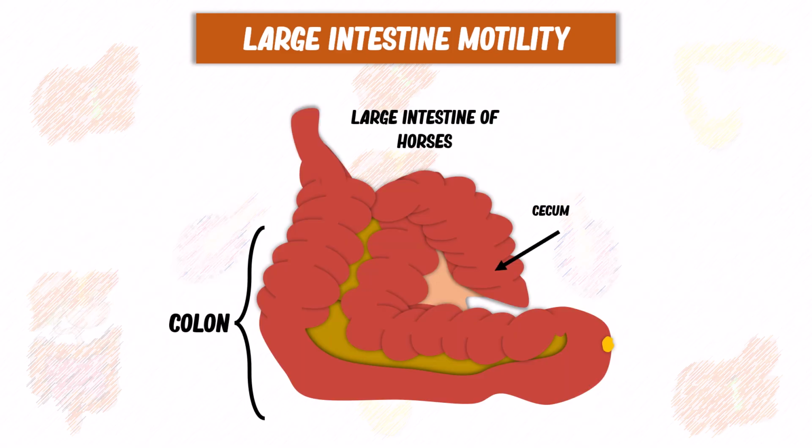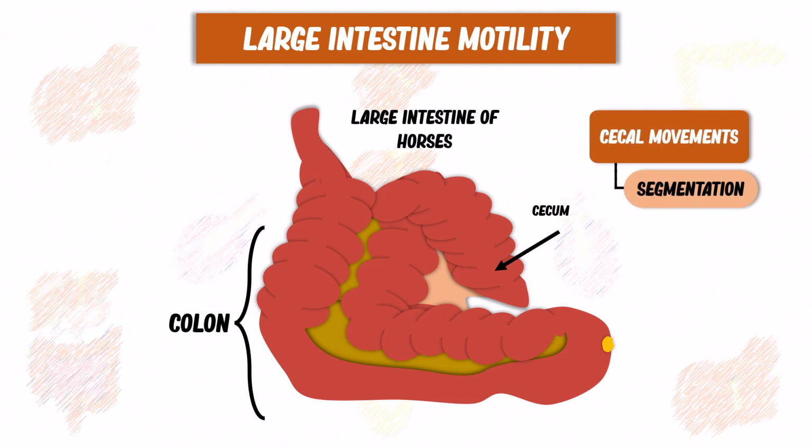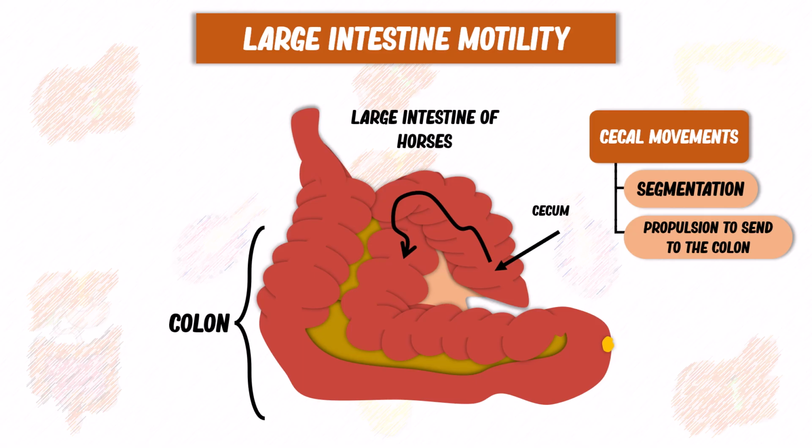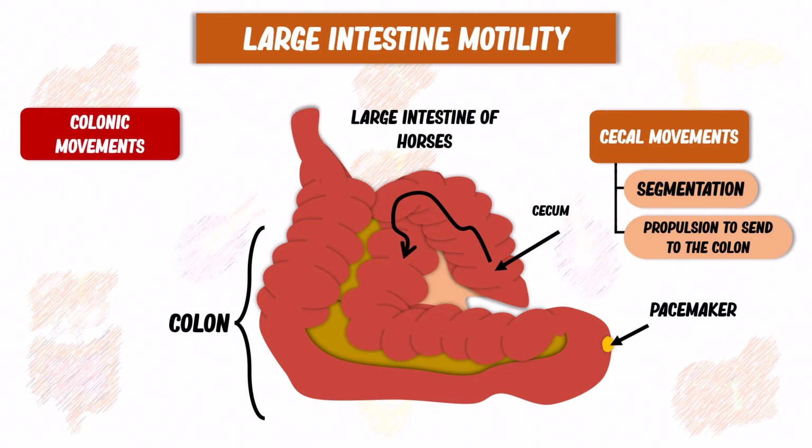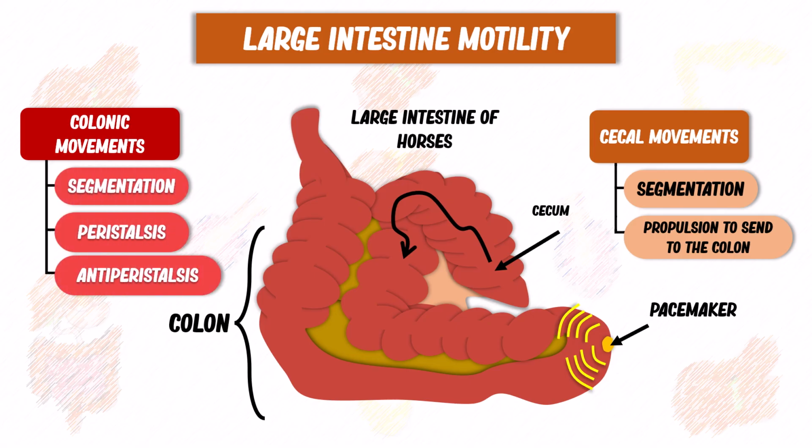When we consider herbivores, their cecum and colon are more developed. Let's use horses as an example. In horses, the cecum performs segmentation movements to mix the ingesta, and propulsive movements push large amounts of food into the colon. The colon also has a pacemaker in the pelvic flexure and exhibits segmentation, peristalsis, and antiperistalsis, similar to what we see in dogs and cats.